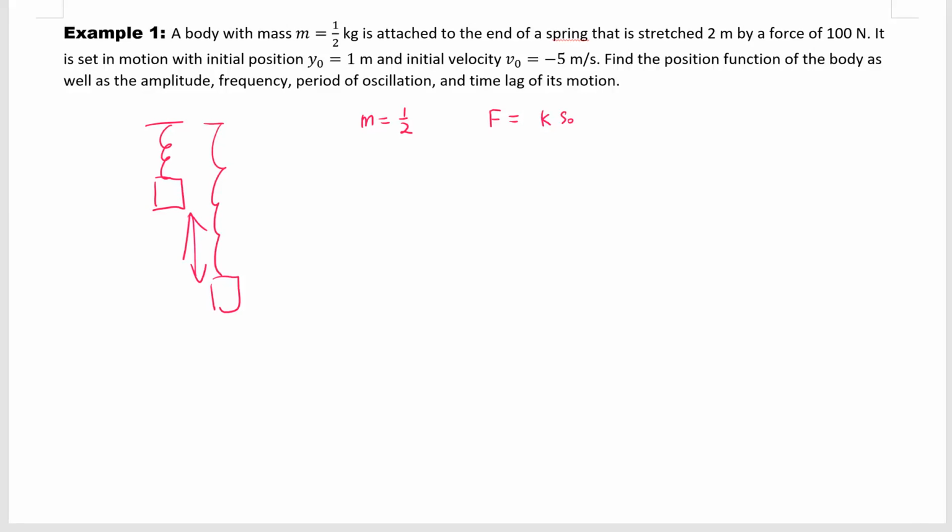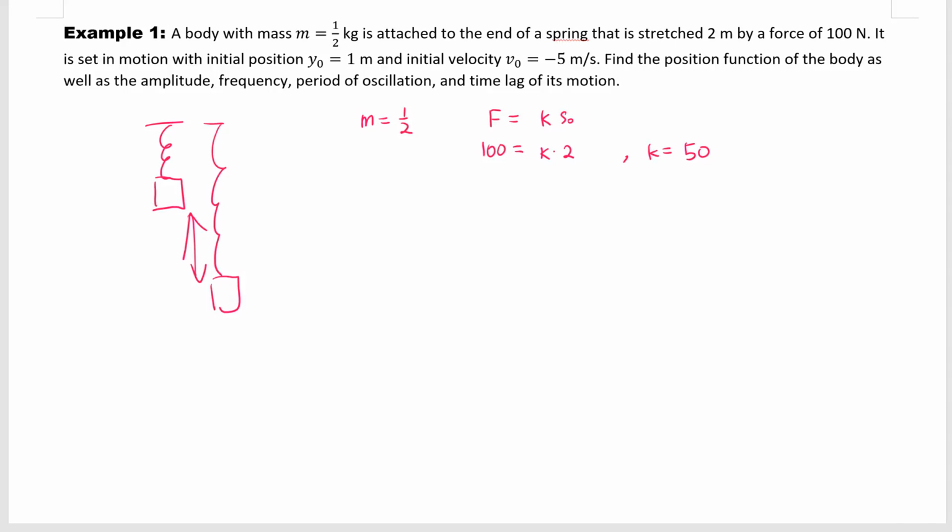But here we know that the force is... okay, so a body with the mass is attached to the end of a spring that stretched 2 meters by a force of 100 Newton. So 100 Newton can stretch it by 2 meters. Okay, so here we can solve for K. K is then 100 over 2, which is 50.